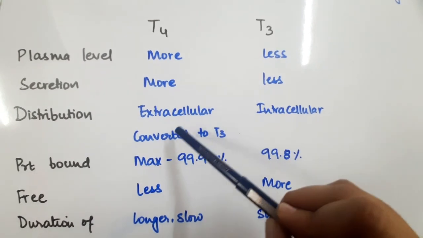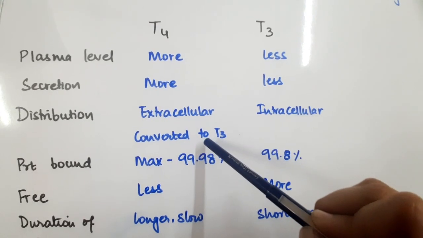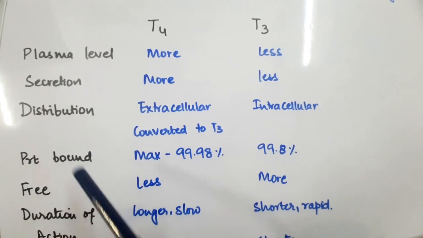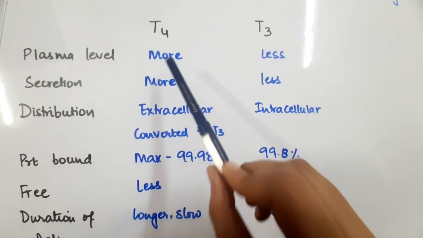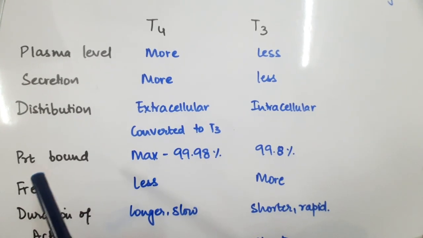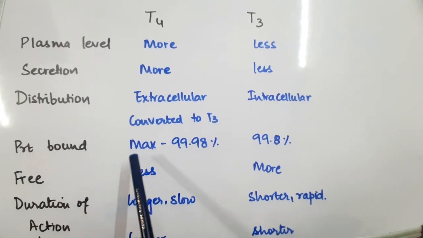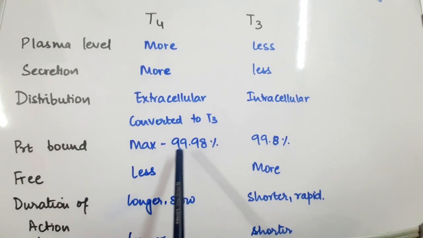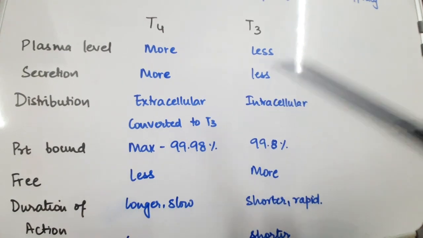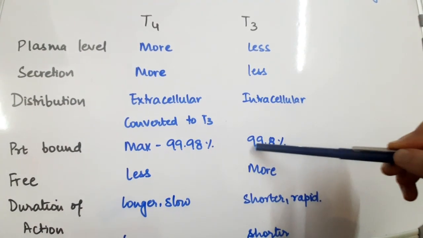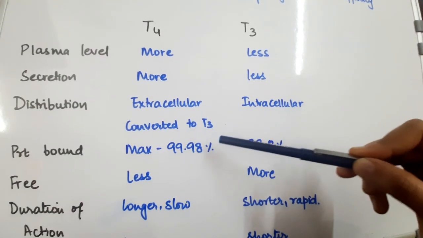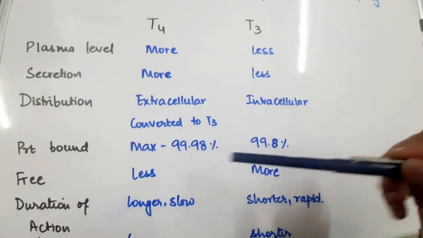What happens with T4 is that it gets converted to T3 extracellularly in the blood vessels, that is. So plasma level is more for T4, secretion is more and distribution is extracellular. T4 is maximum protein bound. Most of the T4 is going to be protein bound, approximately 99.98%. And for T3, it's 99.8%. It is 99.8% protein bound, but it is still lesser than T4.